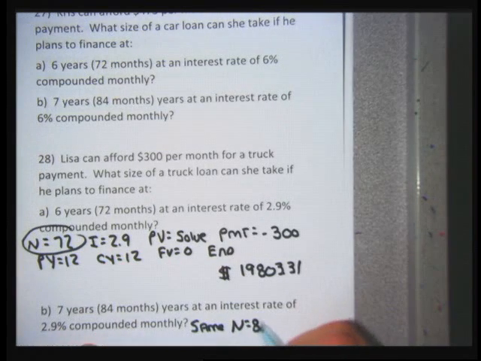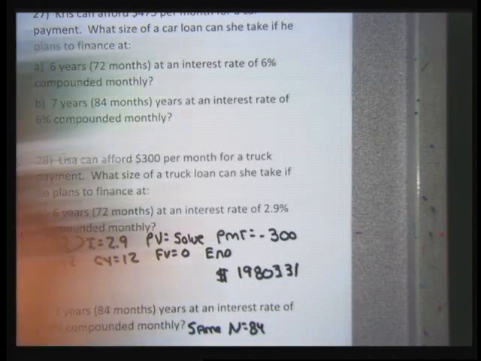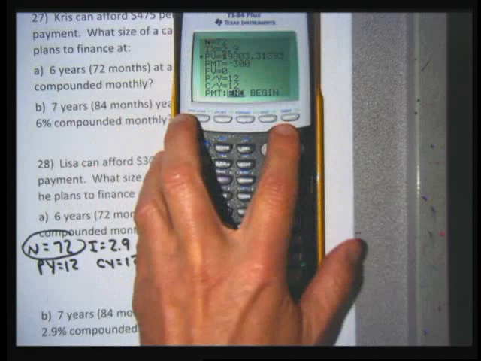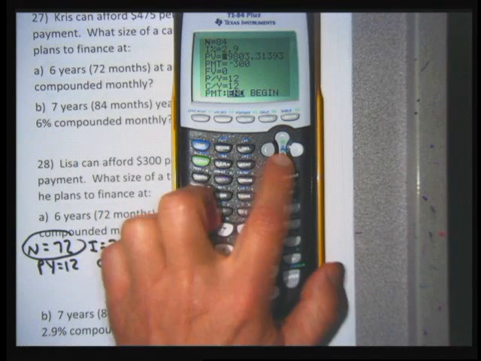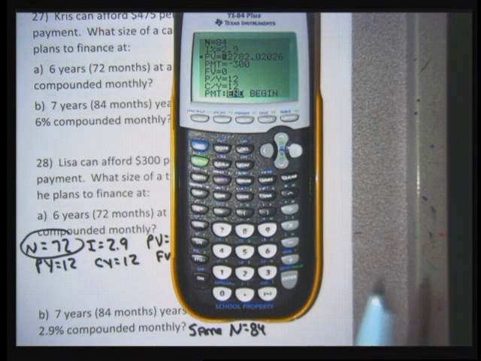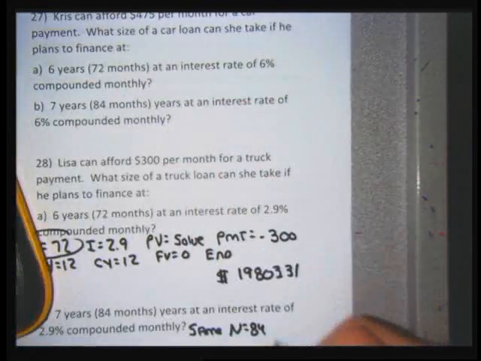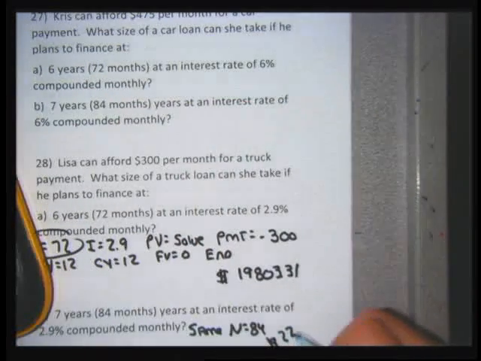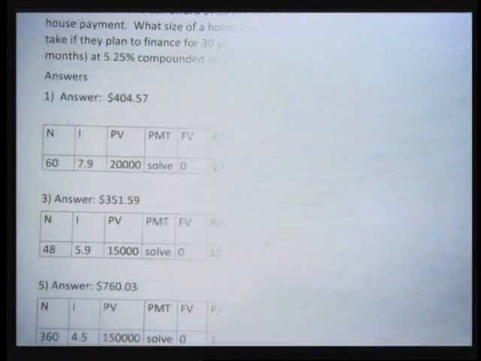That's 7 years, and for 7 years as opposed to 6 years, it's going to go up. So I'm just going to go to my calculator, change the N to 84, move down to the PV, hit alpha and enter, and I get $22,782.02. So $22,782.02.